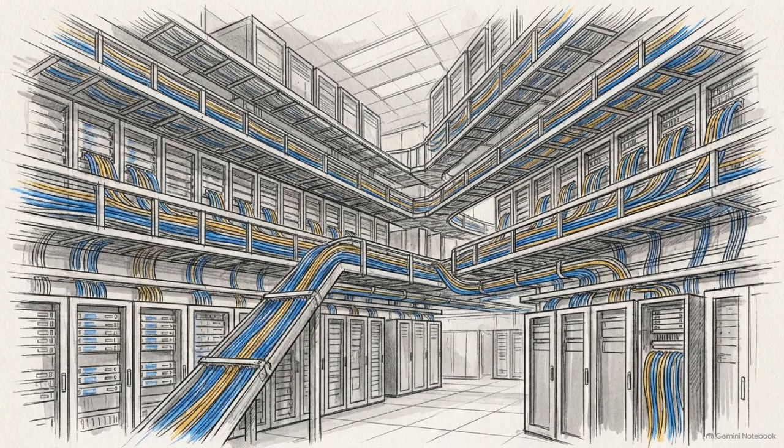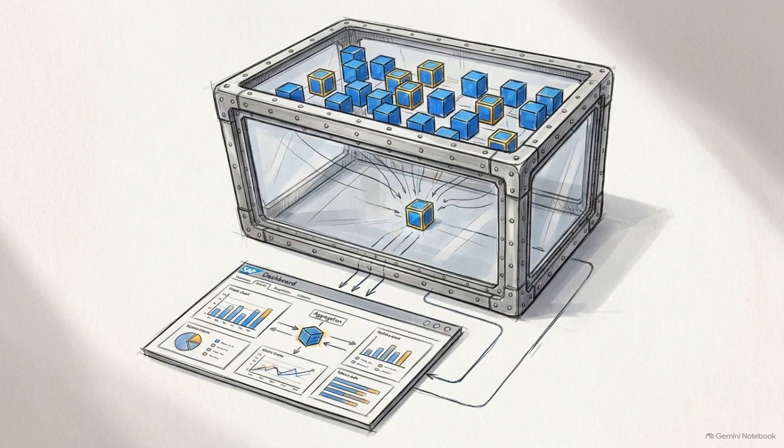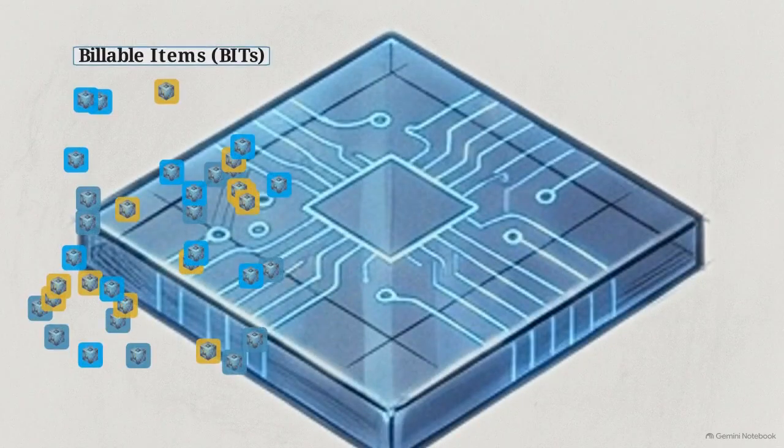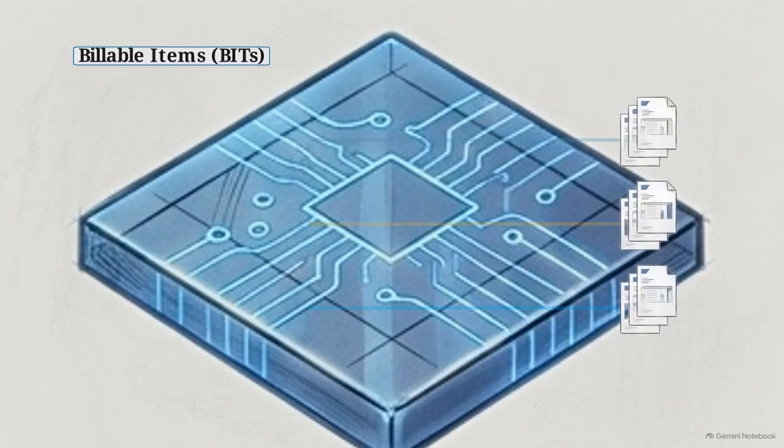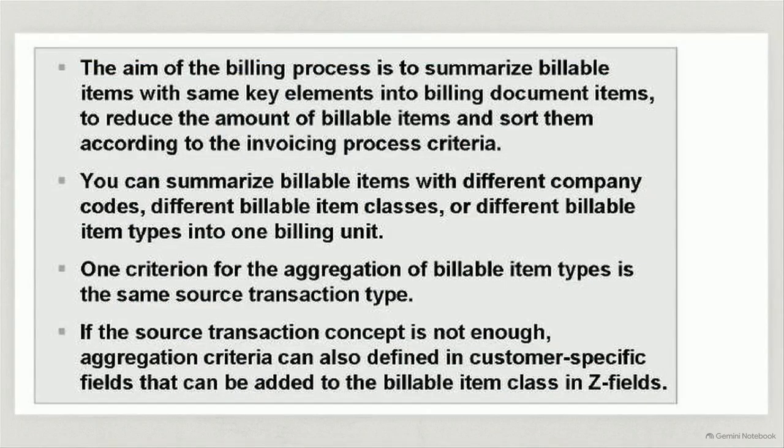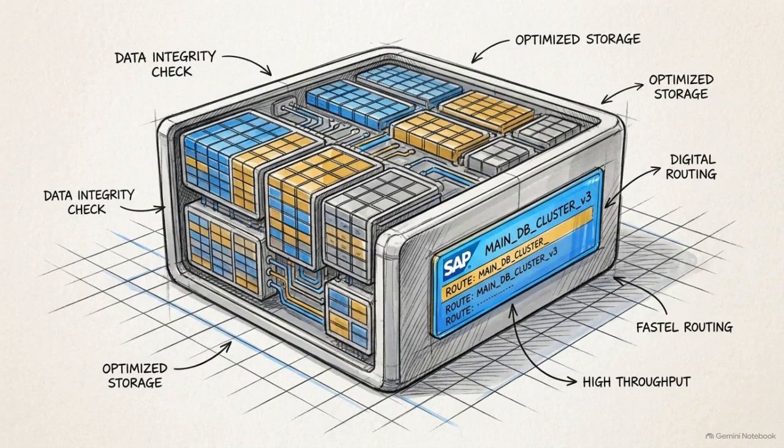Once items are configured with their transaction codes, they move into the billing process. The primary objective of billing is to reduce the sheer volume of individual items by aggregating them based on shared key elements. This text slide outlines the billing process aims, highlighting that one criterion for aggregation is the same source transaction type. If standard concepts are insufficient, the system aggregates based on customer-specific Z fields, added directly to the bit class. Aggregation drastically reduces the data payload, making it manageable for the system, without losing the financial routing instructions attached to the bit type.